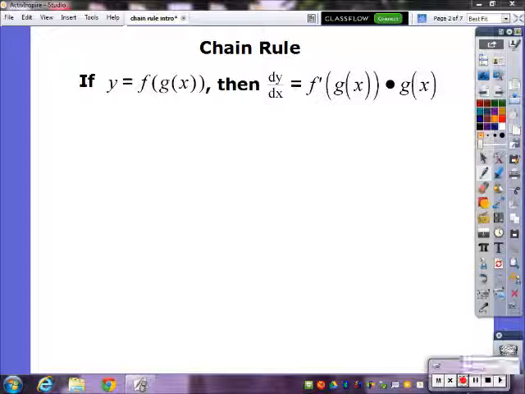Hello, this is Miss Taylor, and I am going to show you how to use the chain rule to find the derivative of composite functions.